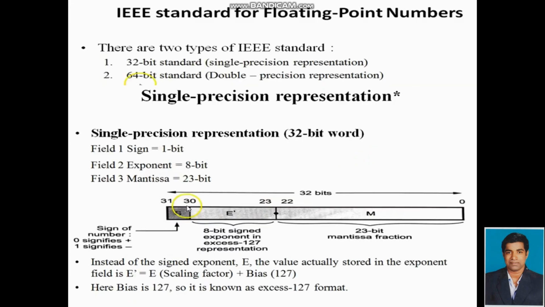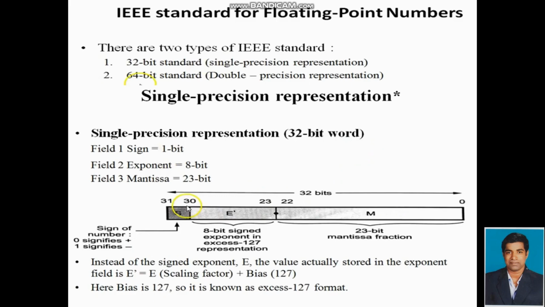IEEE standard for floating point numbers. There are two types of IEEE standard. One is the 32-bit standard, single precision representation, and the second is the 64-bit standard, double precision representation. In single precision representation, a 32-bit word: field 1, sign, is 1 bit; field 2, exponent, is 8 bits; field 3, mantissa, is 23 bits.